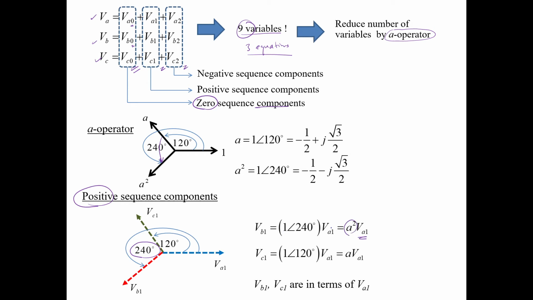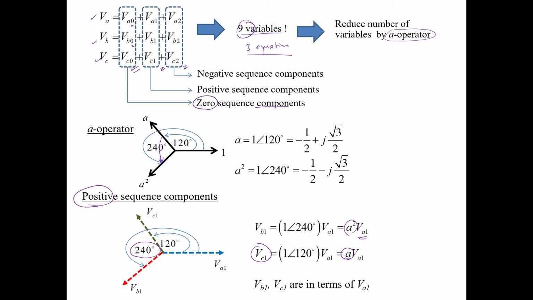While the VC would lie in this position. In order to get the VC from VA, you just rotate once by the A operator. You just rotate counterclockwise just once. So you multiply VA by the A operator in order to get the VC. Now you can express VC and VB in terms of VA.